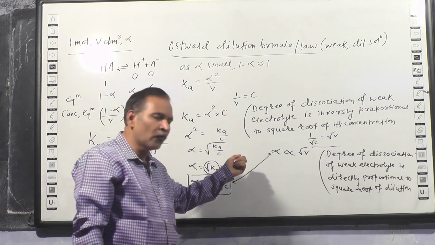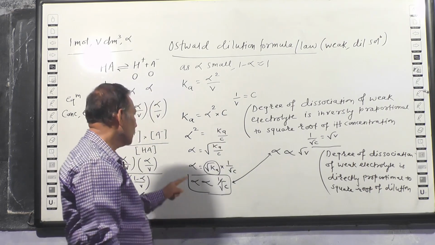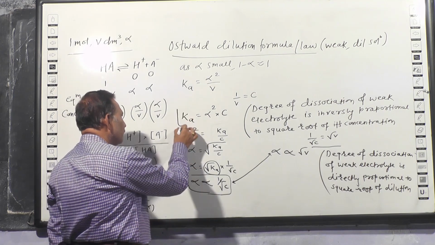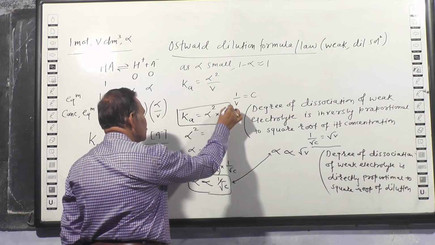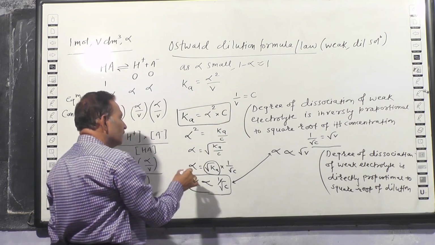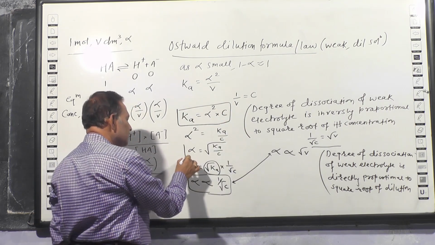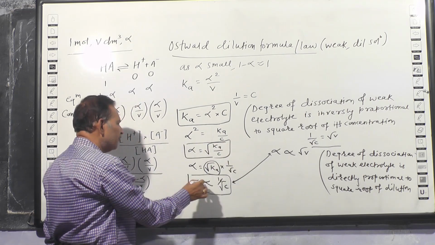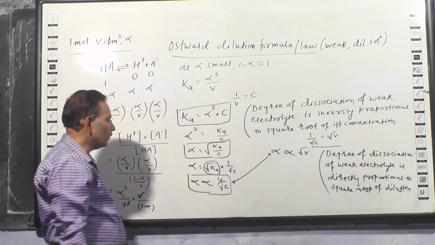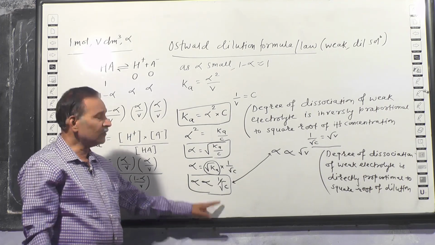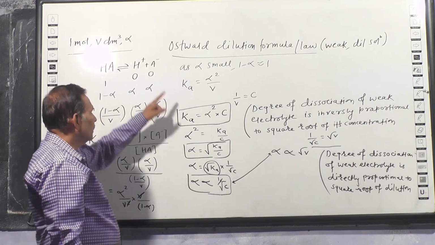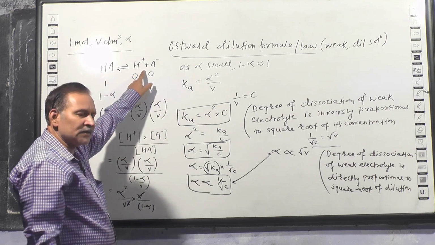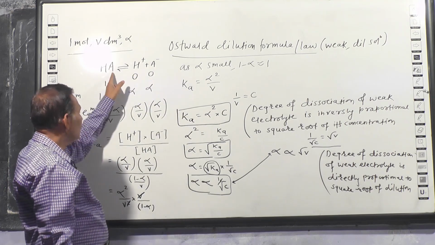So the first formula we are getting is Ka is equal to alpha square into C. The second formula we are getting is alpha is equal to root Ka upon C, and alpha is directly proportional to 1 upon under root of C. So this is the way to apply Ostwald dilution formula to weak acids represented by the general symbol HA.